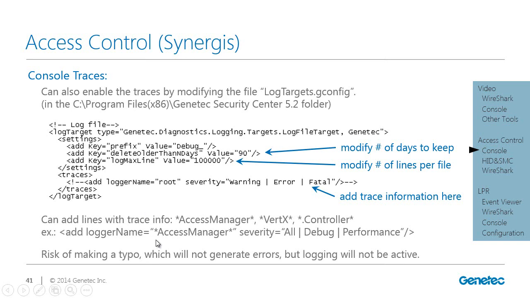So the trace enabler is much more straightforward, and you won't really be saving any time modifying the log file, and there is that risk of making a typo and having it not actually capture the information that you need.